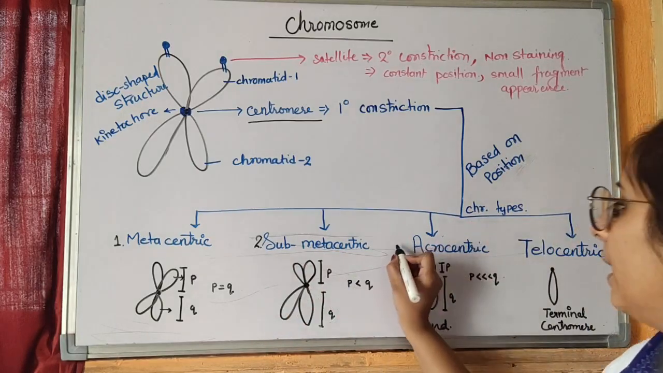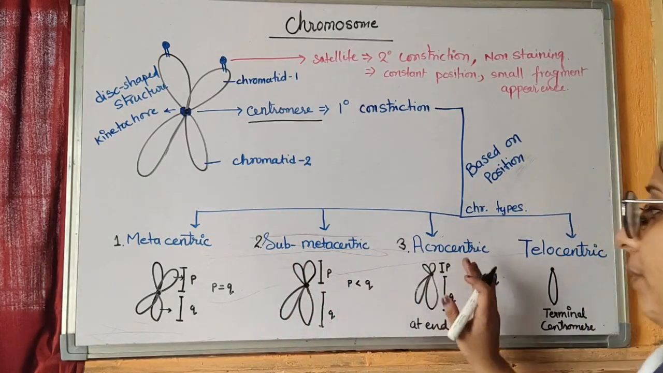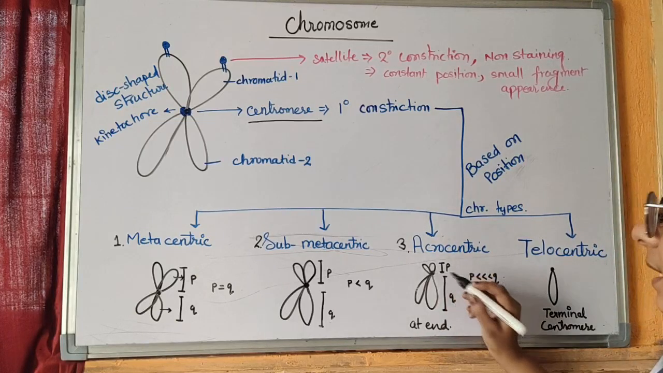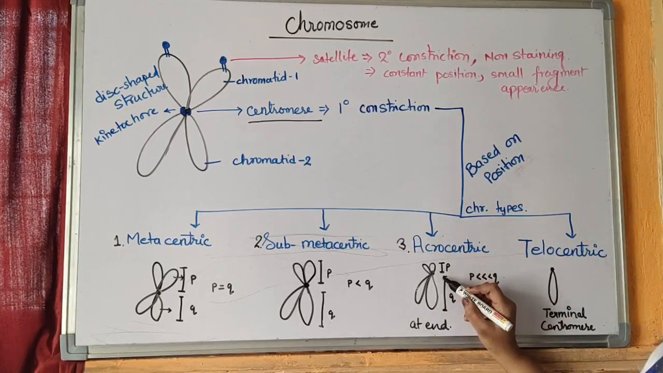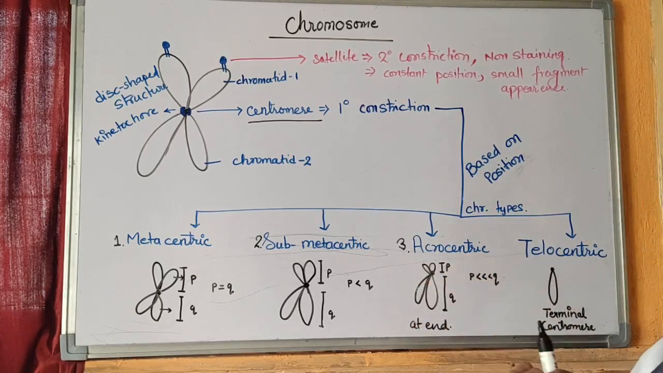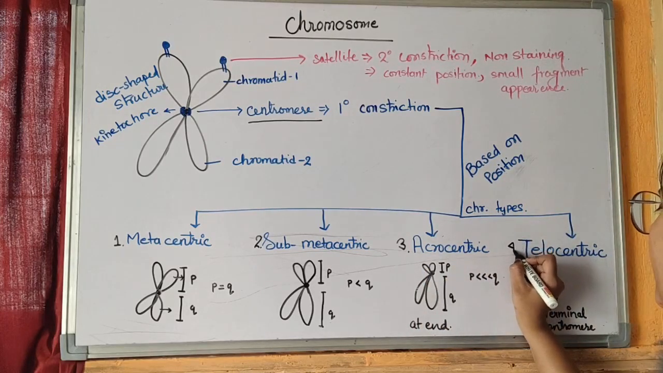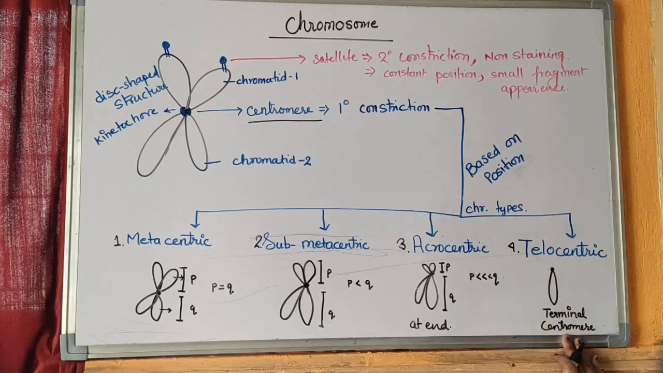The third type is the acrocentric chromosome, where the length of P and Q is variable and the centromere is closer to one end of the chromosome, and this is called acrocentric, meaning close to one end. The fourth type is the telocentric chromosome, where the centromere is present at the edge or end of the chromosome.